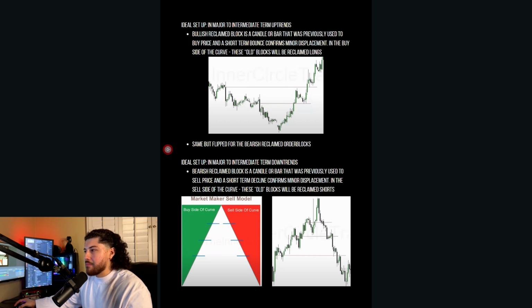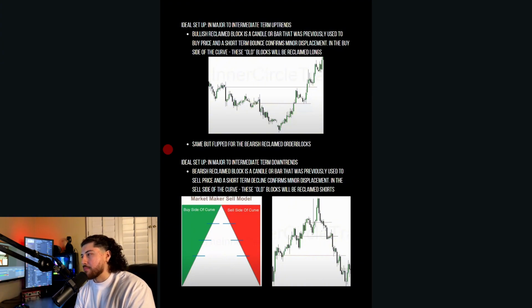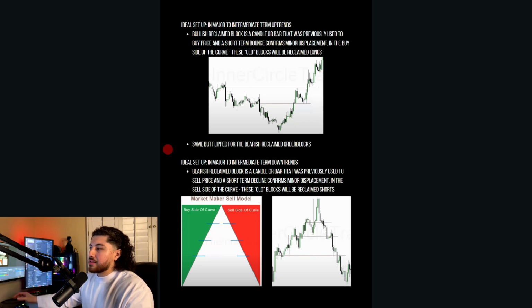Ideal setup in major to intermediate term downtrends. Bearish reclaimed order block is a candle or bar that was previously used to sell price, and a short term decline confirms minor displacement. In the sell side of the curve, these old blocks will be reclaimed shorts. So once again, same thing but flipped.